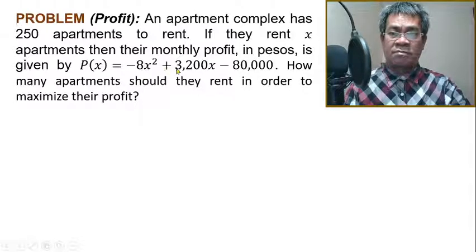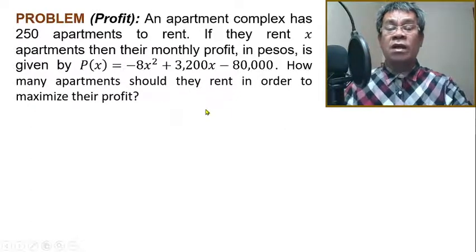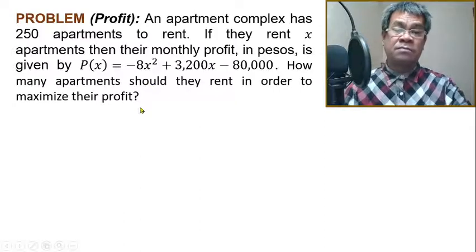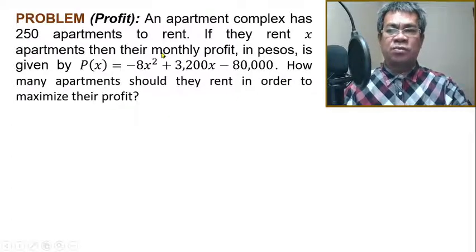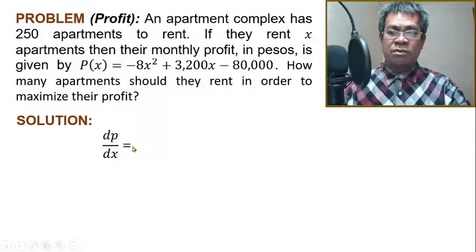Take note, this is a parabola. It is second degree and the coefficient is negative 8, so the parabola opens downward. So there must be a highest point, and that will be the critical point. We are to look at that maximum point, and the maximum point of that curve is the maximum profit. How many apartments should be rented in order to produce a maximum monthly profit?